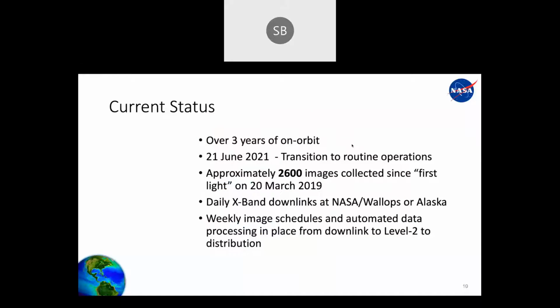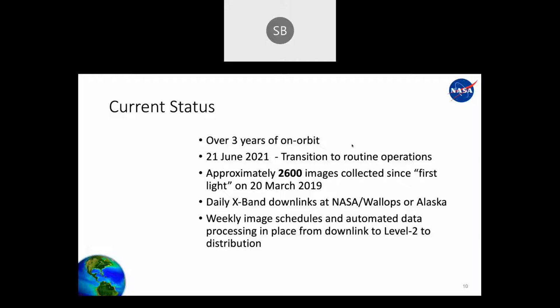What is our current status? Well, we've been on orbit for over 3 years. Now, if you recall earlier, I said that our hope was to have a year, maybe 2 on orbit. But we have been successfully flying around for over 3, which is great. It was in June of the last year that we finally transitioned into routine operations, which was quite a longish time, but there's a reason for that. I'll get to it in a minute.